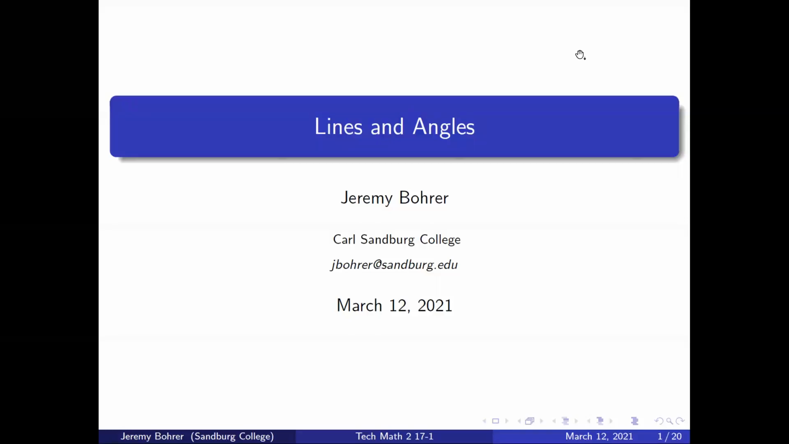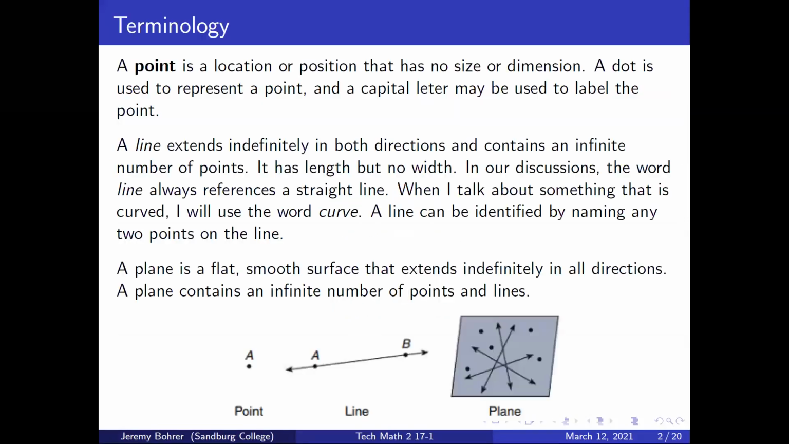In this video, we will discuss lines and angles. A point is a location or position that has no size or dimension. A dot is used to represent a point, and a capital letter may be used to label the point. A line extends indefinitely in both directions and contains an infinite number of points. It has length but no width.